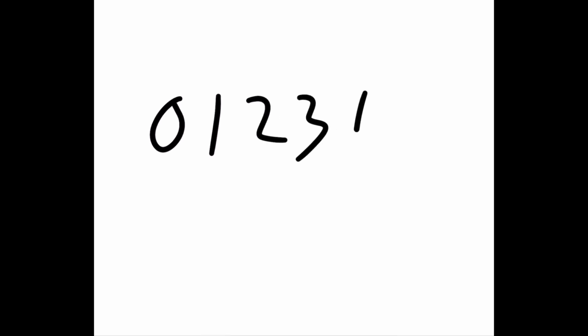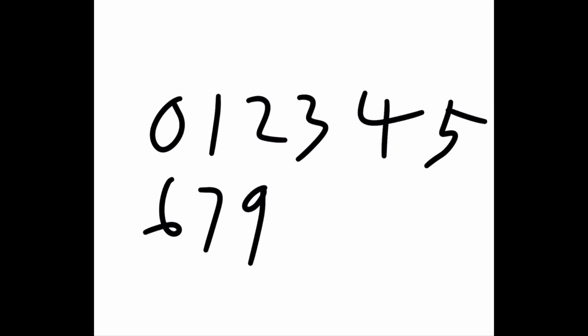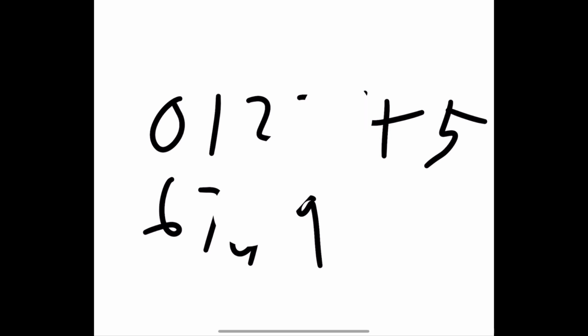There are only 10 numbers that do not include 10. That is 0, 1, 2, 3, 4, 5, 6, 7, 8, and 9. There are only these 10 numbers. Okay, but there are also a few digits.